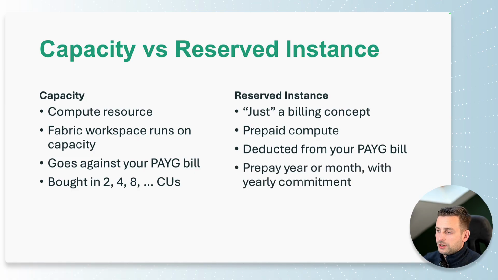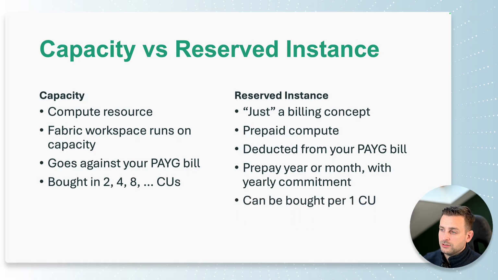You prepay for a year or for a month, and if you prepay per month, then you have at least a yearly commitment, so you cannot stop billing just like that. And you can buy reserved instances per 1 CU, so that means that you can buy 5 CUs in a reserved instance. You cannot buy an F5 Fabric capacity, all right? You have to buy an F4 or an F8, not an F5.